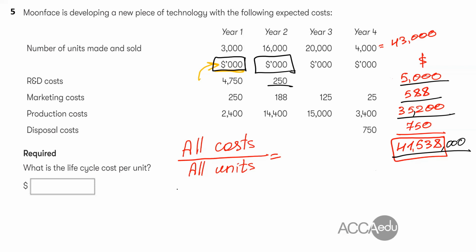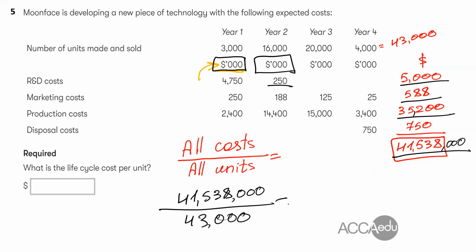So life cycle cost per unit is going to be all costs divided by all units. So all costs are 41,538,000 divided by total number of units produced and sold. 3, 16, 24 is going to make up 43,000. So when we divide it, the result is going to be $966. So $966 per unit is the real figure.